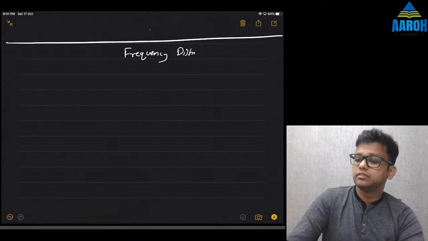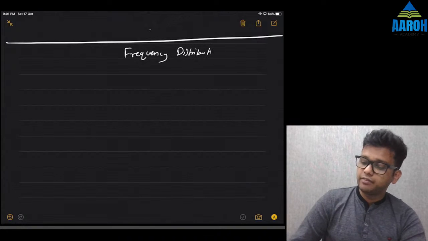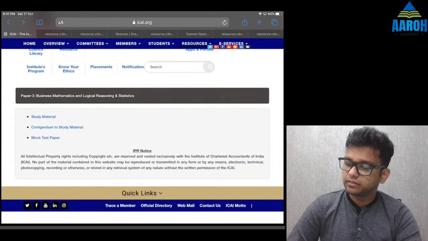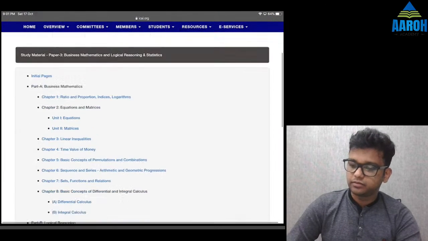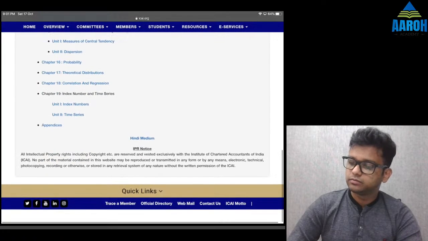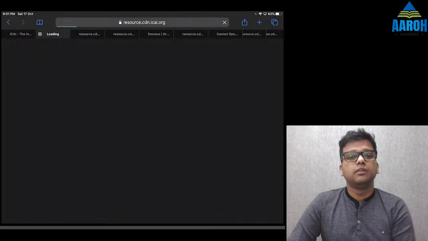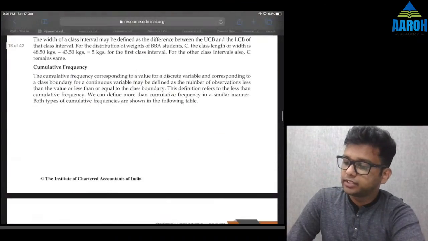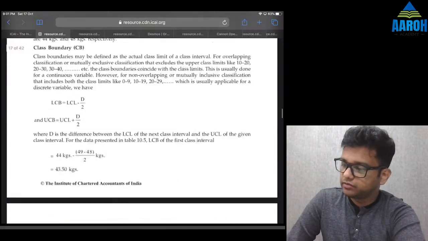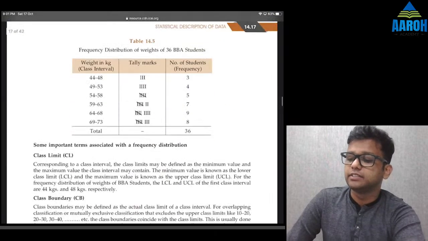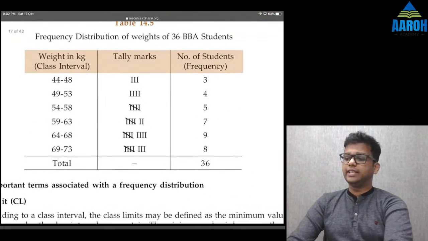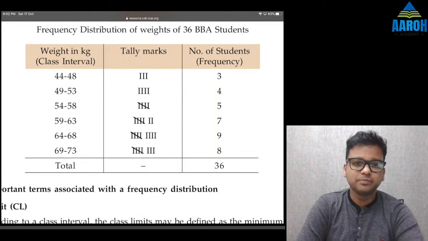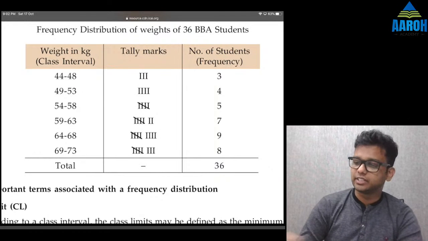Frequency distribution. We had considered one example yesterday. Let me open it again. This weight of 36 BBA students on page number 16 or 17. Let's take this as our basis and let's try to do some calculations accordingly.